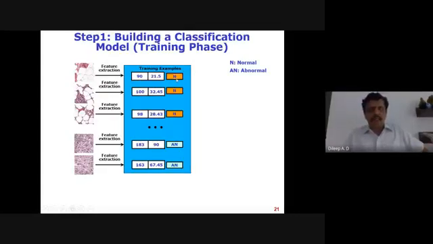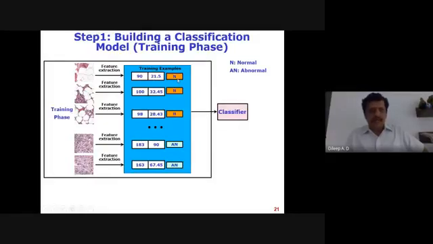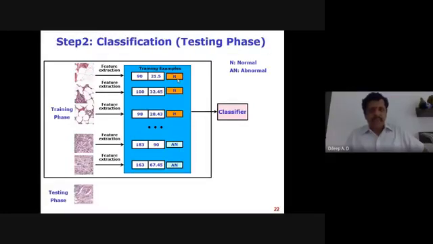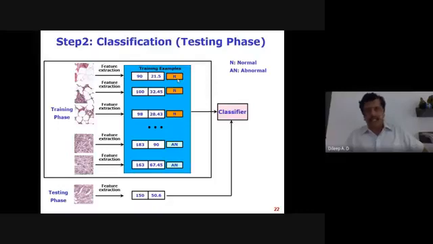In the training process, we try to learn the association of each of the examples with their corresponding class labels, and we build the classifier. During the test case, for the same test example, we extract the features and then give it to the classifier to make a decision whether it's a normal or abnormal class. So this is the overview as far as the classification stage is concerned.